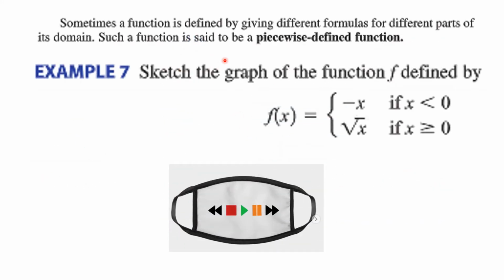Sometimes a function is defined by giving different formulas for different parts of its domain. Such a function is said to be a piecewise defined function. So here is a piecewise function for you to sketch the graph. You know what to do. Let's see how you did.